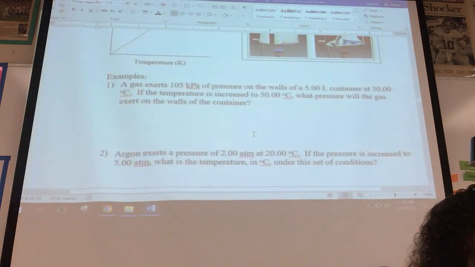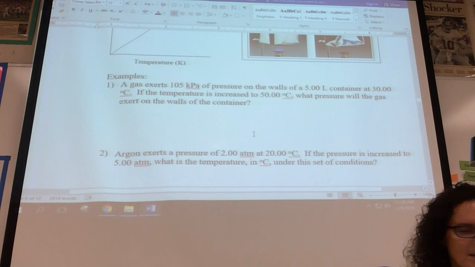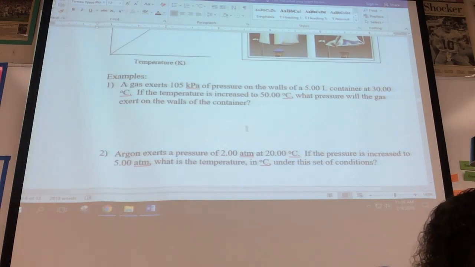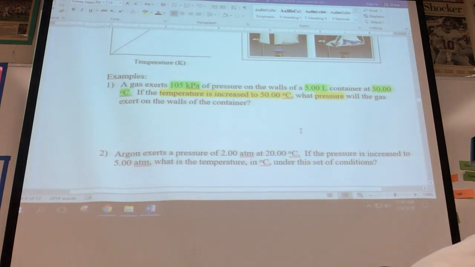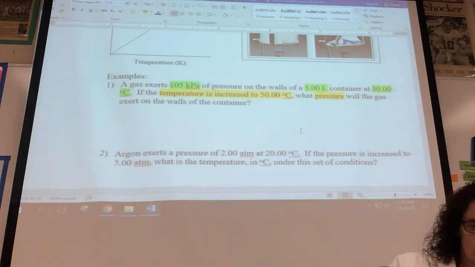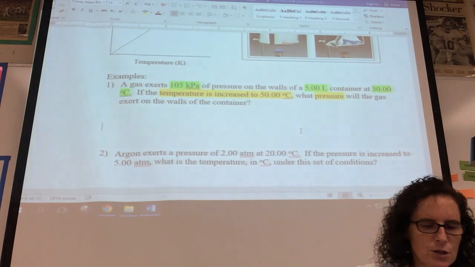Alrighty. Let's take a look. We'll do the first one together and then you'll try the second one. It says a gas exerts 105 kPa of pressure on the walls of a 5-liter container. So we've got P1. They're giving us a volume here and a temperature of 30 degrees Celsius. The temperature is increased to 50 and we want to know the pressure. So they only mention volume once. Does the volume change? No. So the volume is constant.